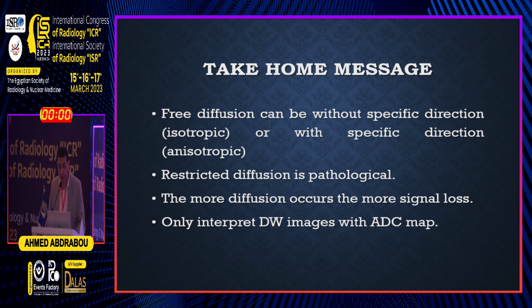So the take-home message is that free diffusion can be without specific direction, which is called isotropy, or with specific direction, which is called anisotropy, which is normally found in brain fibers. Restricted diffusion is always pathological. The more diffusion occurs, the more signal loss, and only interpret a DWI image with the ADC map.